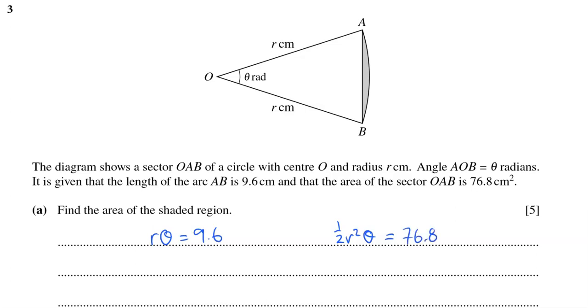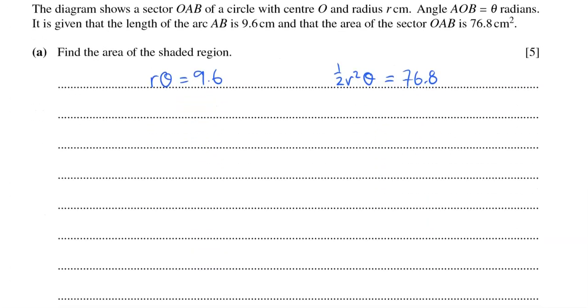Okay, so we have two equations, two unknowns we can solve, but there's a really simple way of solving these two equations. If you notice in the second one, we can actually write that as r times r theta, and the only reason you would do that is because r theta is what we have in exactly the first equation. So we're going to substitute the r theta with 9.6.